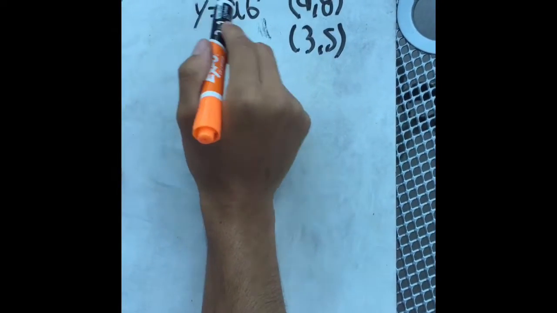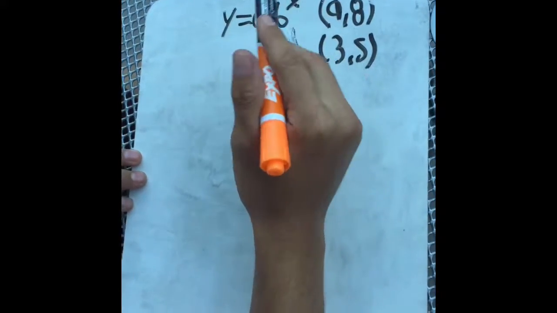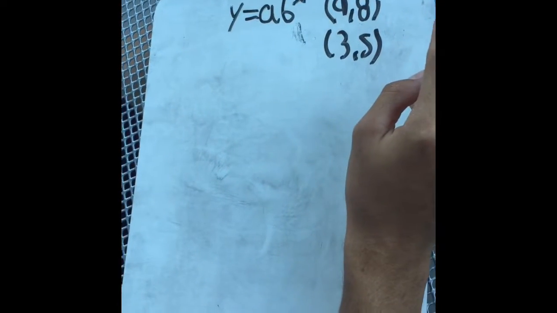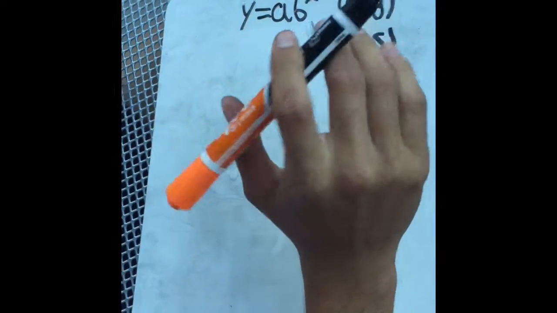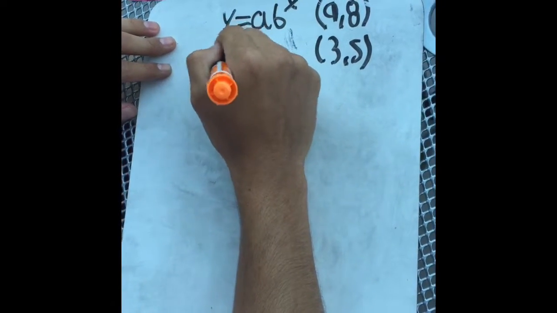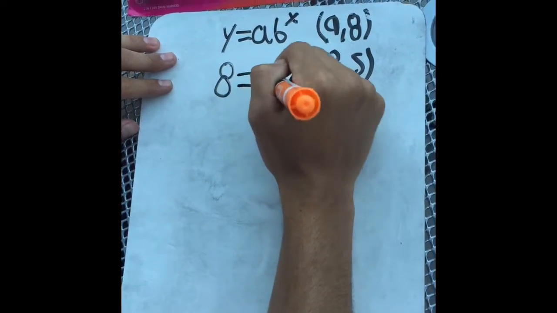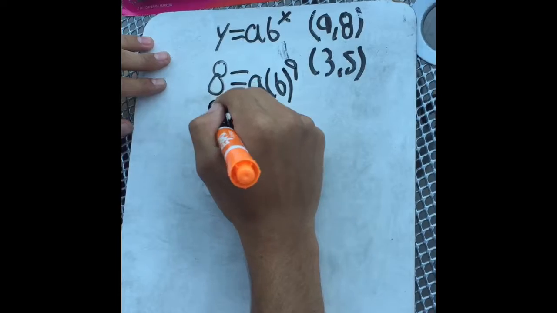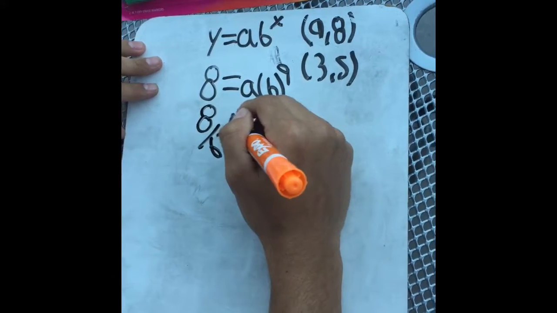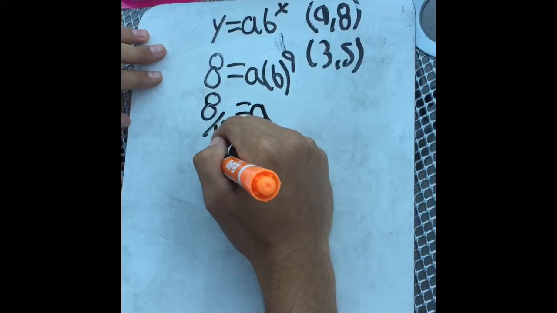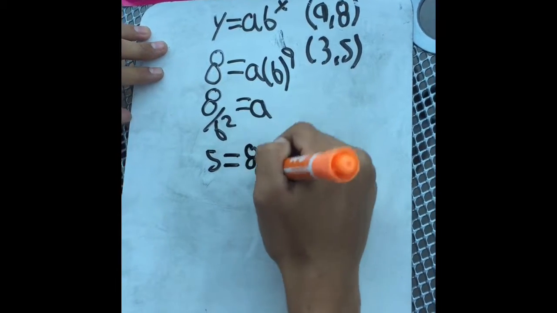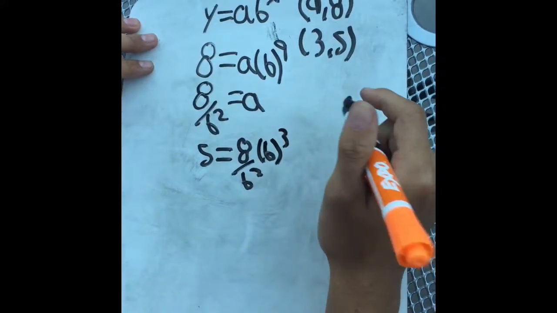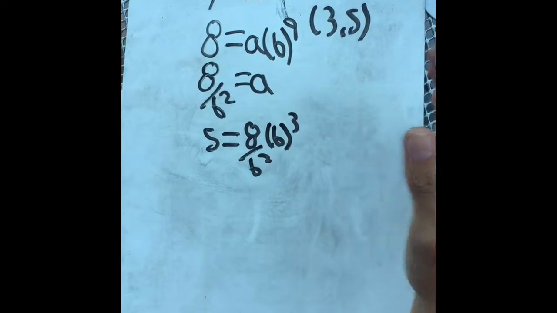Our formula we are going to be using is y equals ab to the power of x. So first we're going to use the exponential function form, substitute for x and y using 9 and 8. Then we're going to solve for a. So that would look something like this. 8 divided by b squared equals a. 5 equals 8 divided by b squared times b to the power of 3. And from here we would simplify and solve for b.